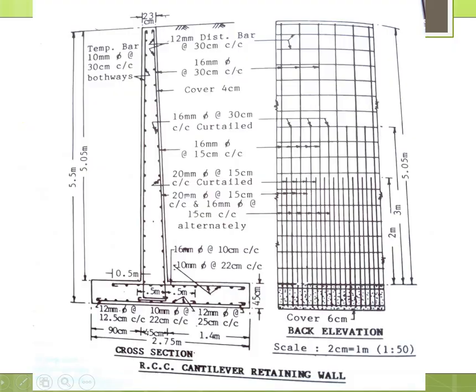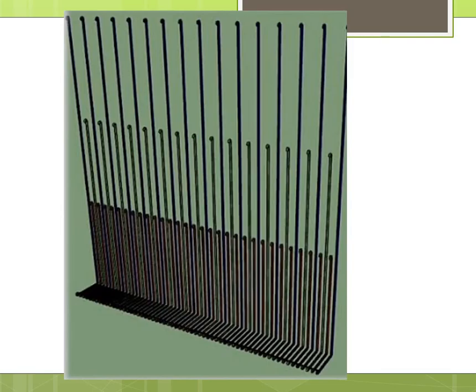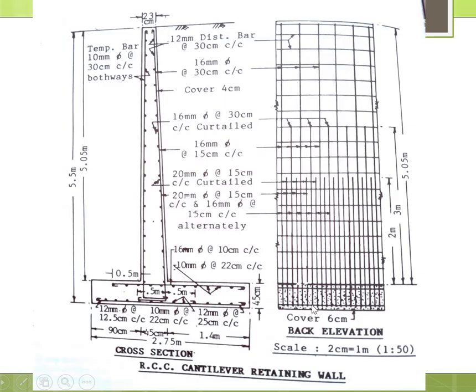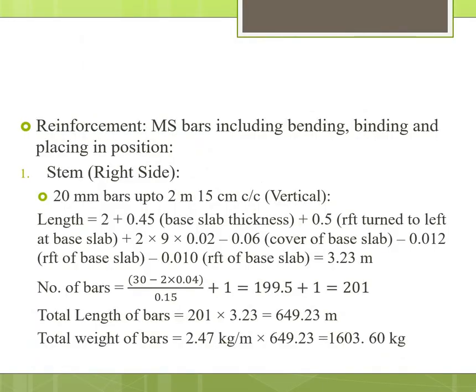And for finding the number of bars, we already saw in this figure, the bars are placed along the 30 meter length. So you have to subtract 30 meter minus 2 times the cover. Cover for stem is 0.04, so 2 into 0.04, divided by center to center spacing, that is 0.15, and you have to add 1 to it. So it is coming around 200.5 and you can approximate it to 201. You know the length of the bar, you know the number of bars.